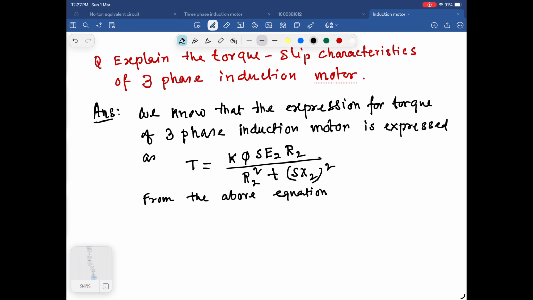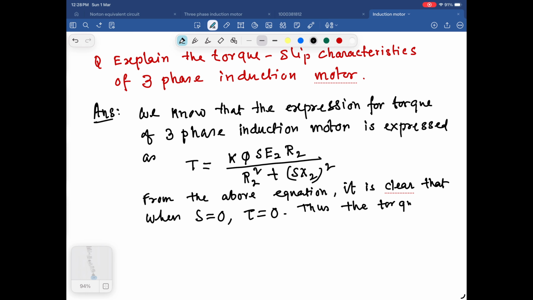So K is the constant of proportionality, phi is the flux per pole, S is the slip, E2 is the rotor EMF, and R2 is the rotor resistance. In this equation, if I put S is equal to 0, then torque is naturally equal to 0. So if we draw the torque slip characteristic curve, it will start from the origin.